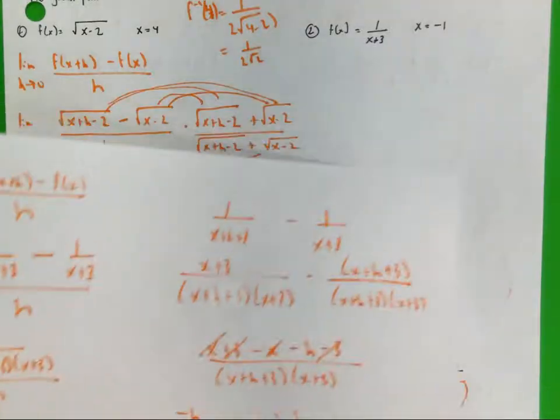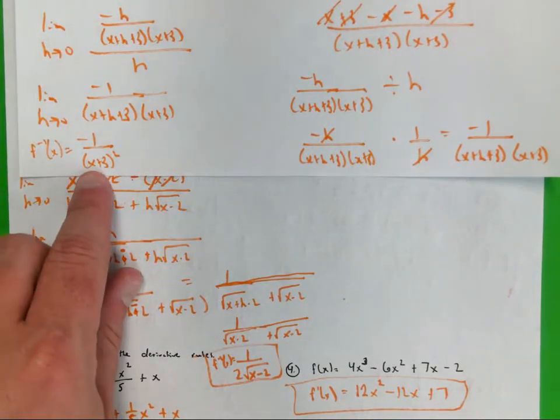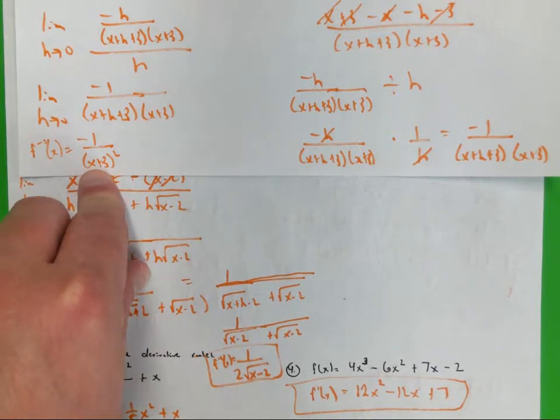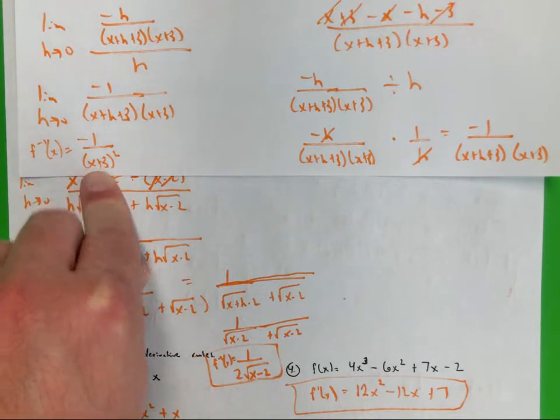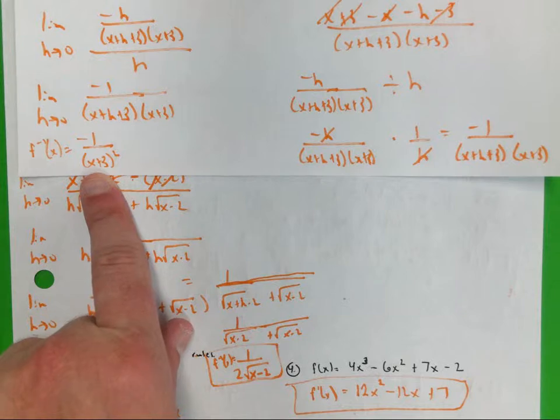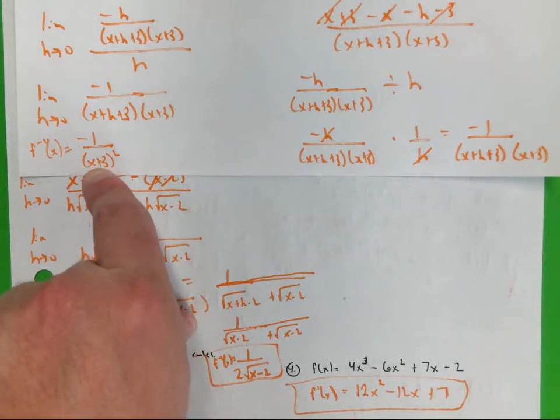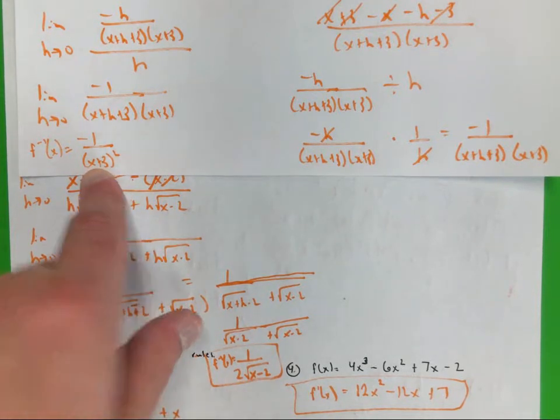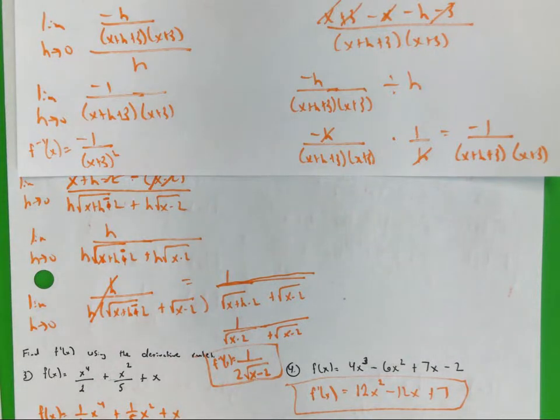And then if I want to know what's going on at negative 1, I plug negative 1 back in. Negative 1 plus 3 is what? 2. 2 squared is 4. Negative 1 over 4 is negative. So is it increasing or decreasing? Okay. Any questions on that?